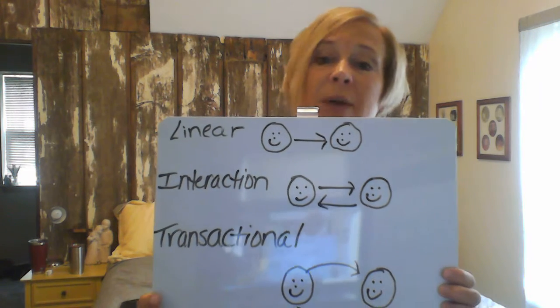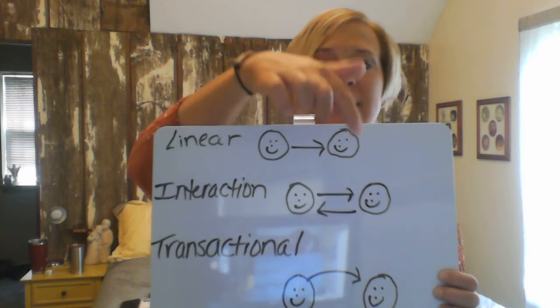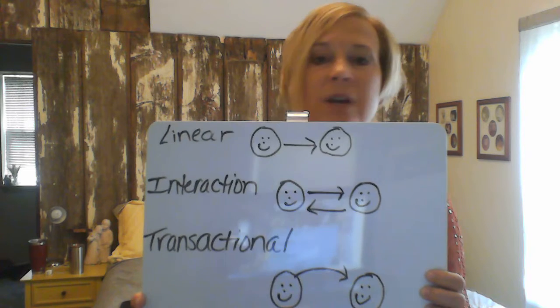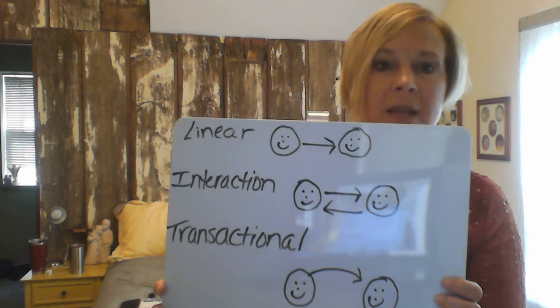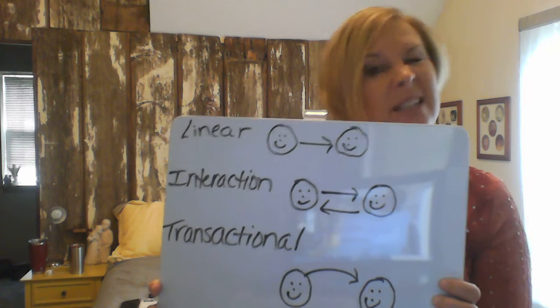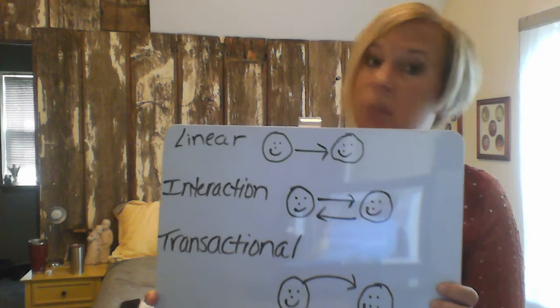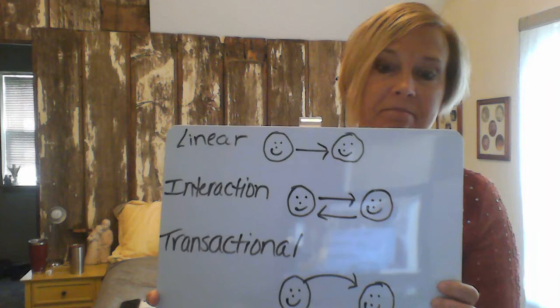So at the top you have linear. Linear is just your sender and your receiver and the message going one way. This is very simple one-way communication. It's not complicated. It still exists and it's still useful. So if you're, let's say, watching a television show, that's very much linear. You're just listening to the TV.